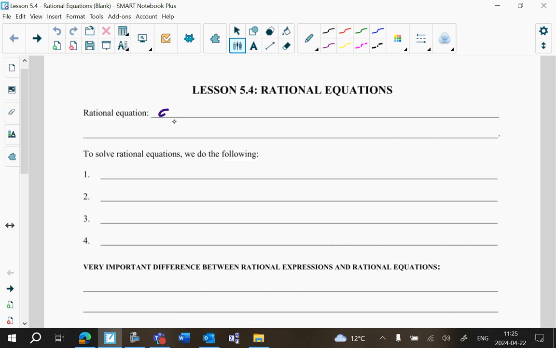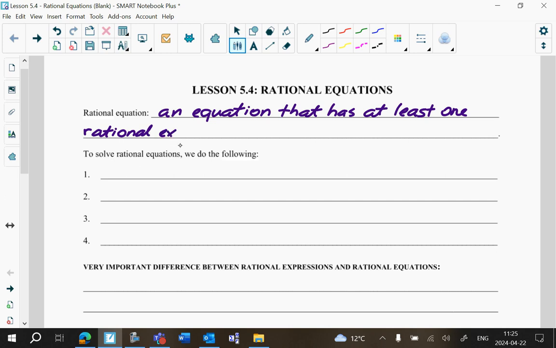an equation that has at least one rational expression in it. And you got to understand the difference between rational expressions and rational equations. Okay?